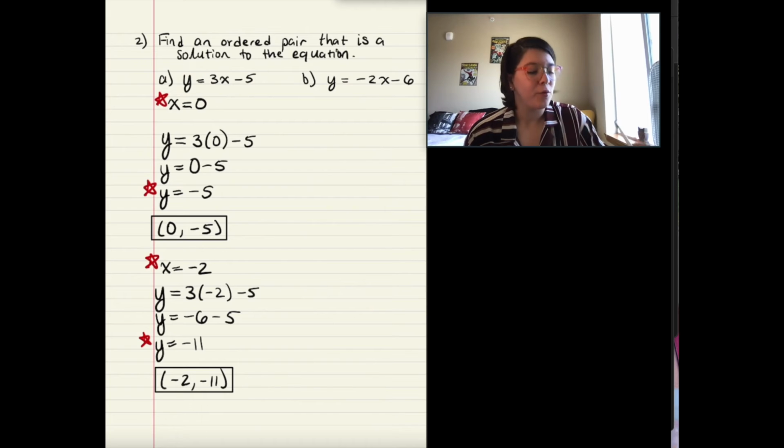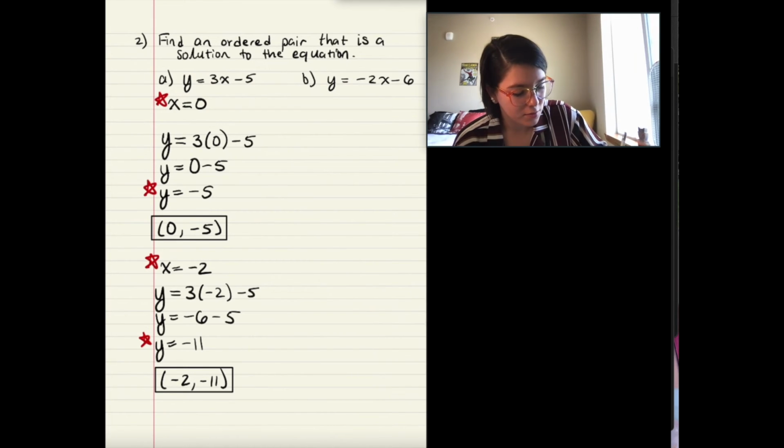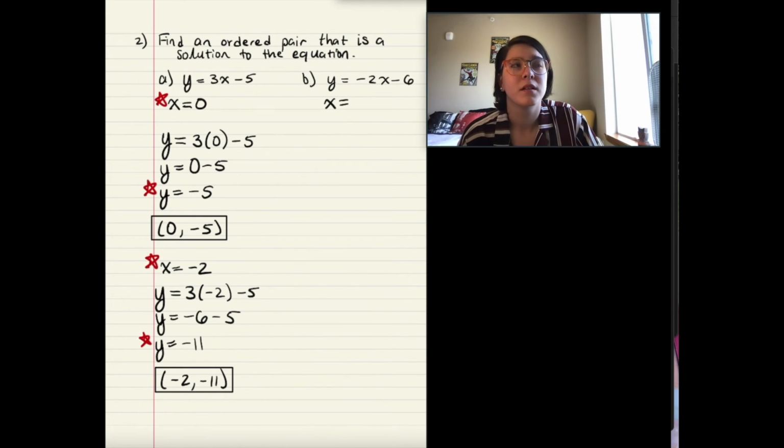For part B, we have y is equal to negative 2x minus 6. So go ahead and pause this, try to find some coordinate pairs on your own. Again, just choose an x and then solve for y. So I'll just do one for this one. I'm going to choose something random again. So I'm going to do x is equal to 10. Because again, we can choose anything we want for x.